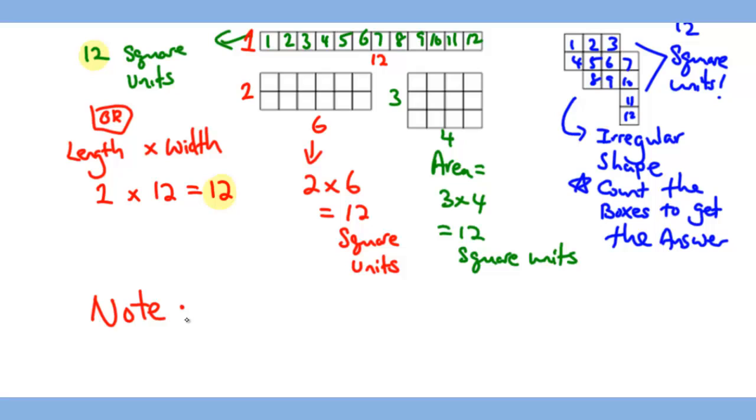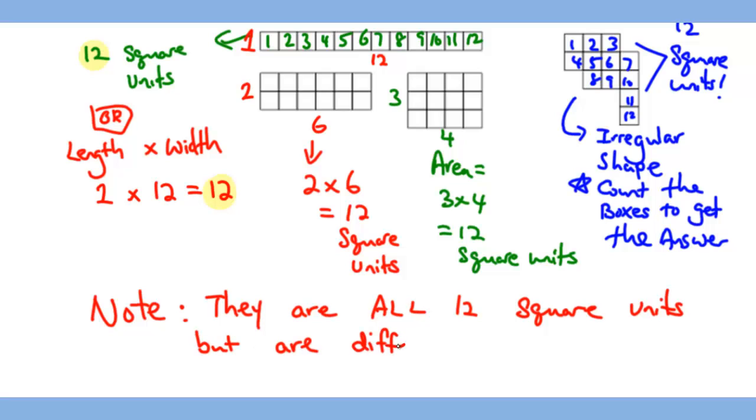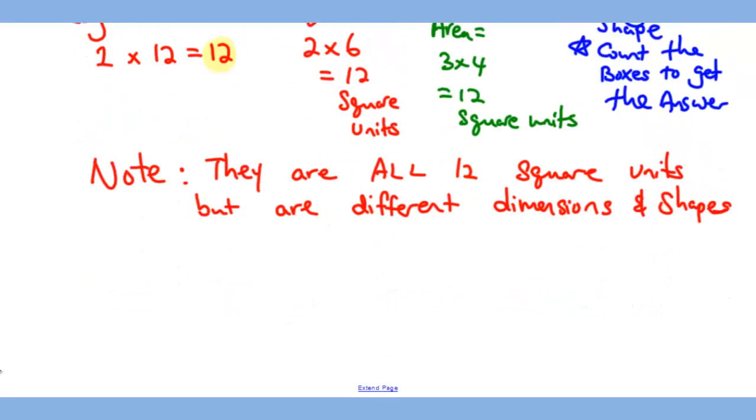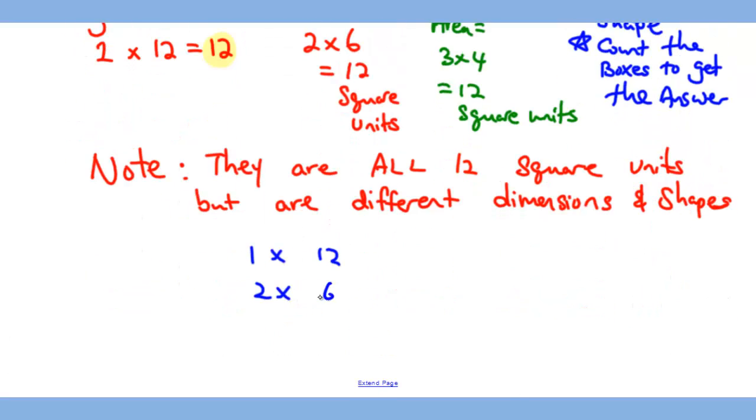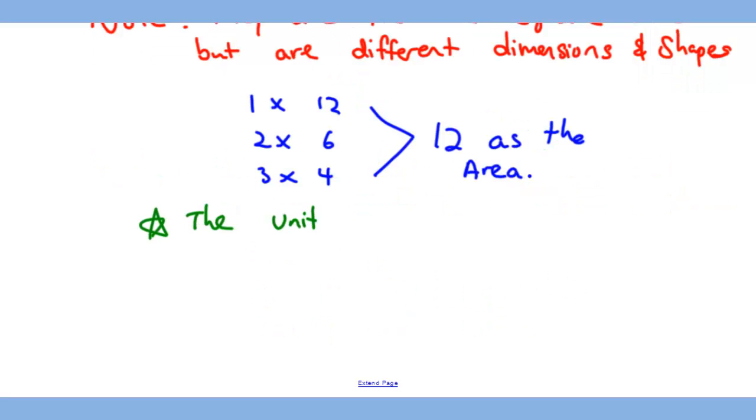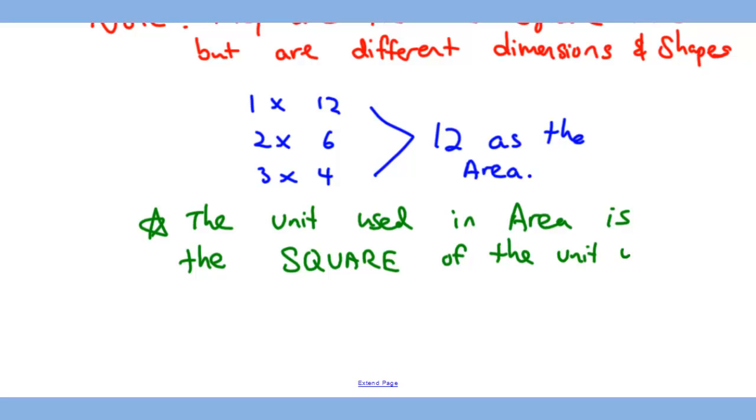Some things to notice from these 4 examples is that they are all 12 square units, but they all have different dimensions and shapes. The first one is actually 1 by 12, the second one is 2 by 6, and the third one is 3 by 4, which all make 12 as the area. And another note is that the unit used in area is always squared because that's what you used to count the boxes inside.